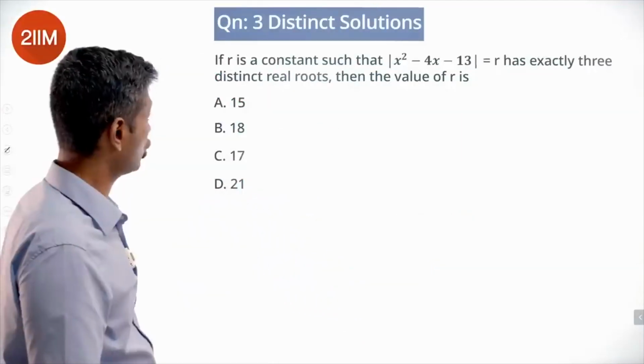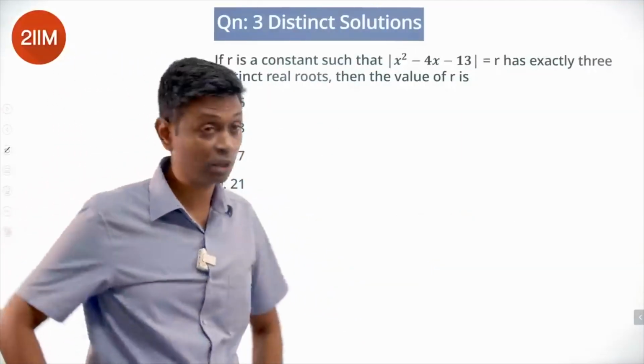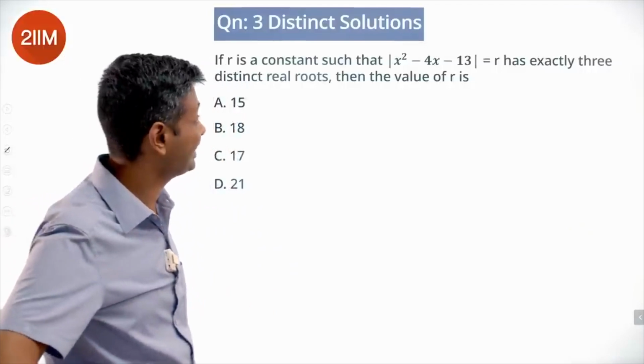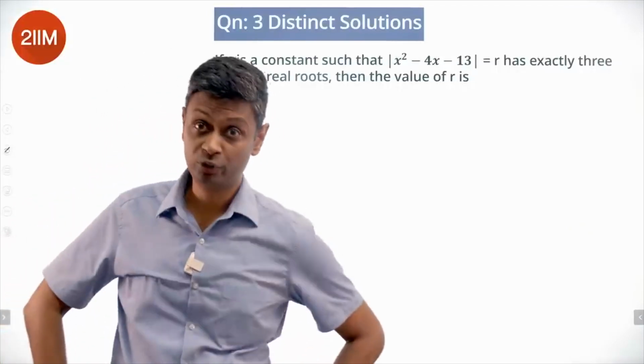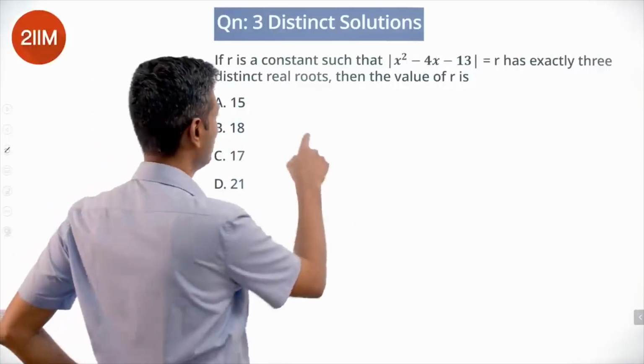We are through. R is a constant such that x modulus of x square minus 4x minus 13 equals R has exactly 3 distinct roots. What is the value of R? I made a mess of this question, so I'm going to take revenge on this. Not that it's worth something.